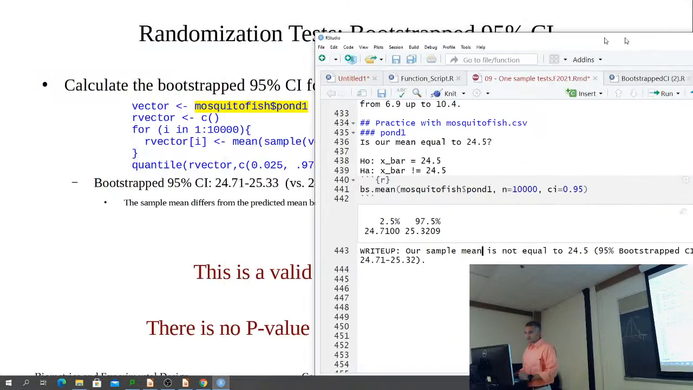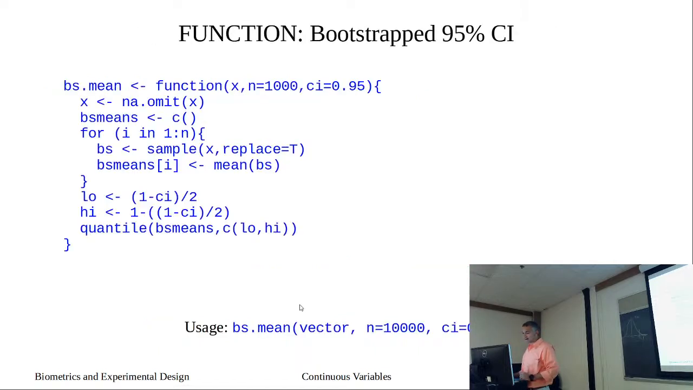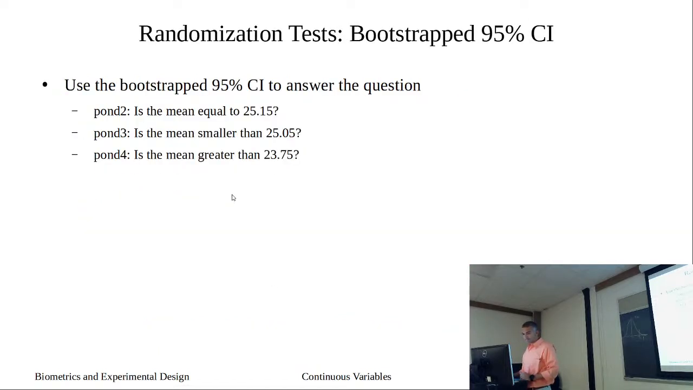So again, it's 100% valid. It works. It's acceptable, but we don't have a p-value. So let's get to the practice. We've done a t-test. We did a sign test. Let's go through and do our confidence intervals for ponds 2, 3, and 4, and test if our means are equal to these values.